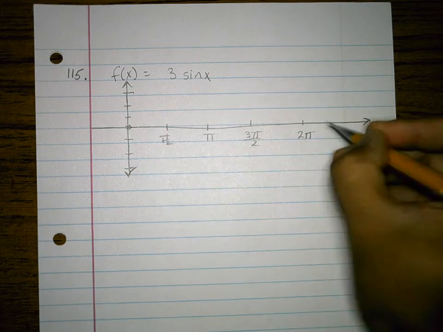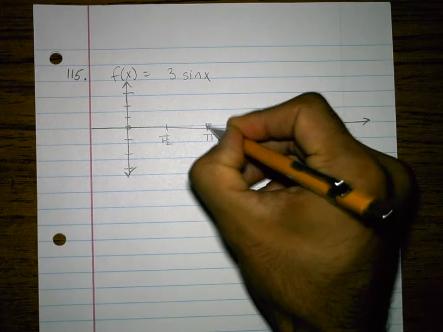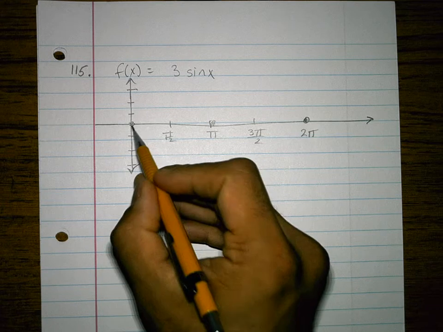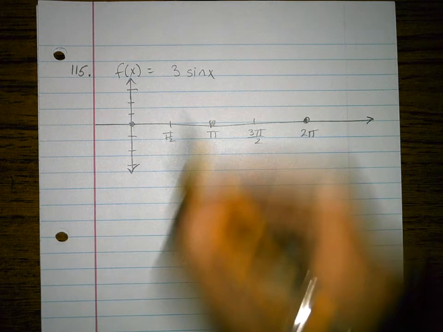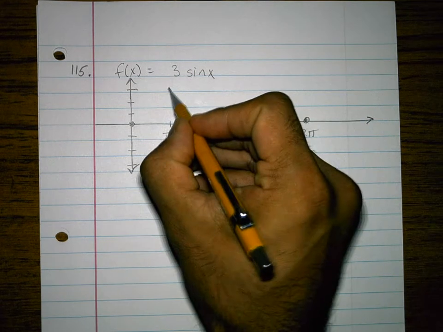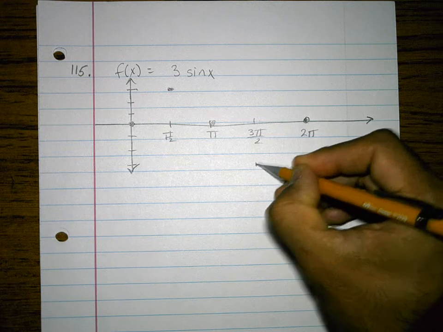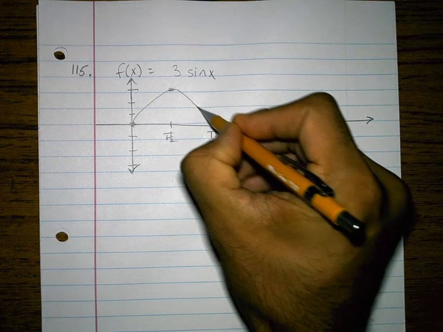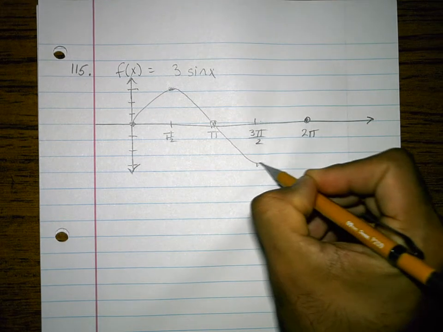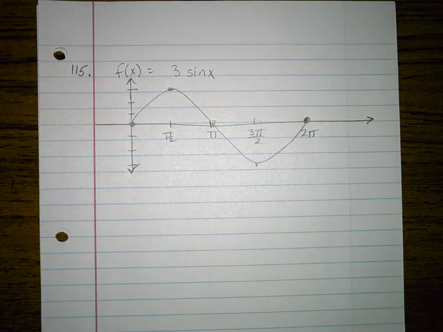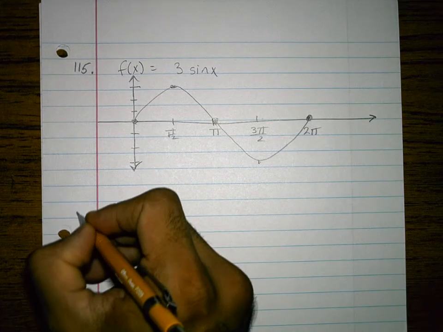Okay, so I still have my regular x-intercepts, which are at 0, pi, and 2 pi. The amplitude is 3, so I go up to 3 and down to 3. There's my curve.